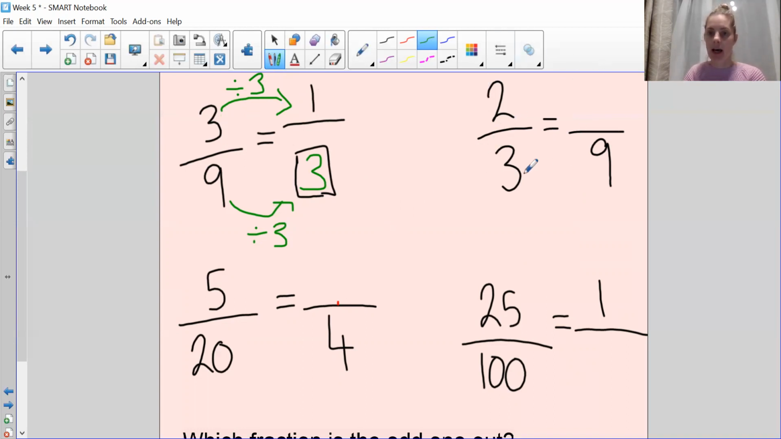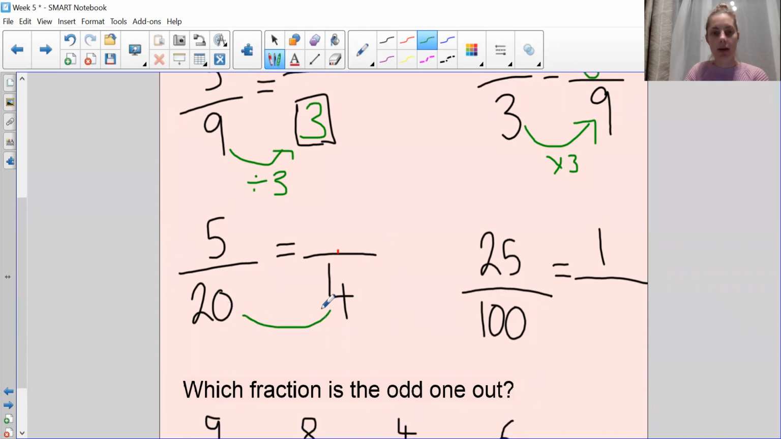Right, this one over here, I'm going to look at the information. I'm going to look for the most information. So I'm going to say, right, put my arrow there. What did I do to 3 to get 9? I times it by 3. So I'm going to say 2 times 3 is going to be 6. So my answer is 6.